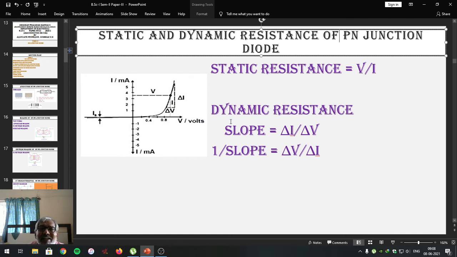Now to understand the dynamic resistance, draw a tangent to the curve.